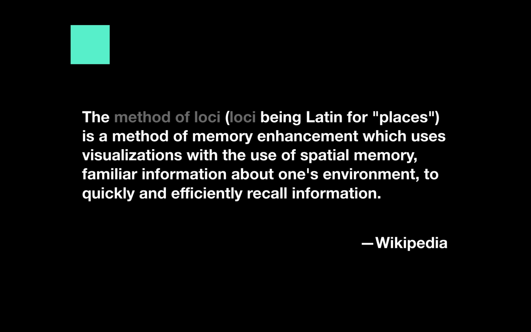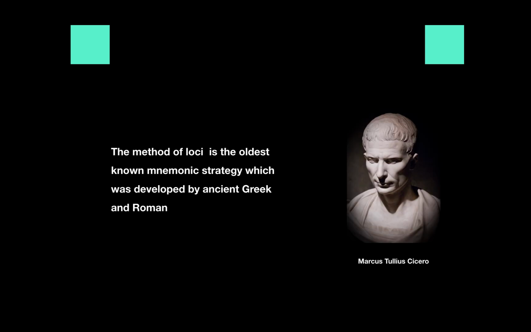So, having talked about the challenges in our memory, we introduce the method of Loci. Loci means places in Latin. It is a method of memory enhancement that uses visualization and spatial memory, with familiar information about our environment. With that, we can quickly and efficiently record information we want to remember. This method was developed as the oldest known mnemonic strategy, 2000 years ago in ancient Greece and Rome. Marcus Tullius Cicero, a very famous theorist, wrote a book about this method 2000 years ago.